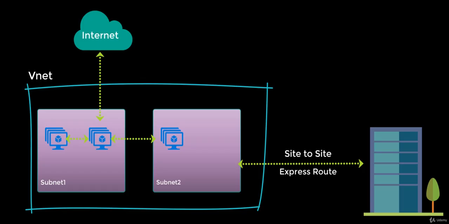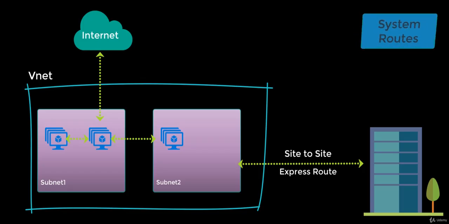All such kinds of communications that we just listed here are managed by something called system routes. Azure uses system routes to direct network traffic between virtual machines, on-premises networks, and the internet. Consider a virtual network with two subnets. Communication between the subnets and from the front end to the internet are all managed by Azure using the default system routes. Information about the system routes is recorded in something called a route table.